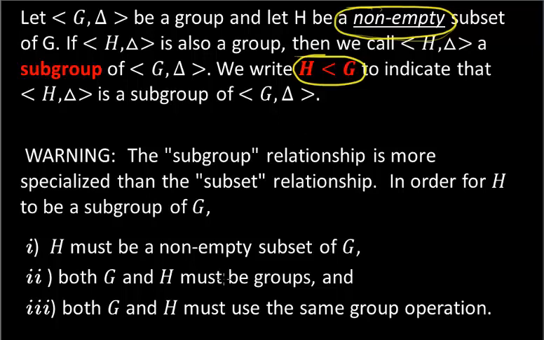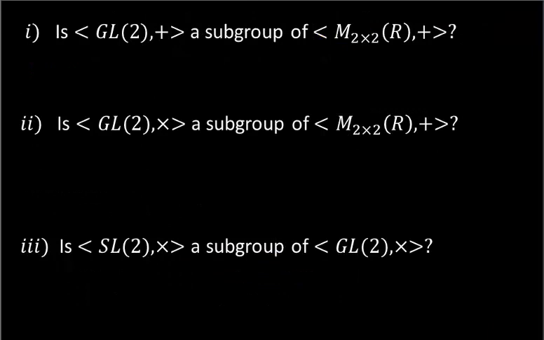Now remember, it's more than just a subset. H is a non-empty subset of G. Both G and H are groups, and both G and H must use the same group operation. So you're always considering it as a subset of the group, and it is a group itself under the same operation as G. And to make sure that we understand the definition, let's look at these 3 examples.